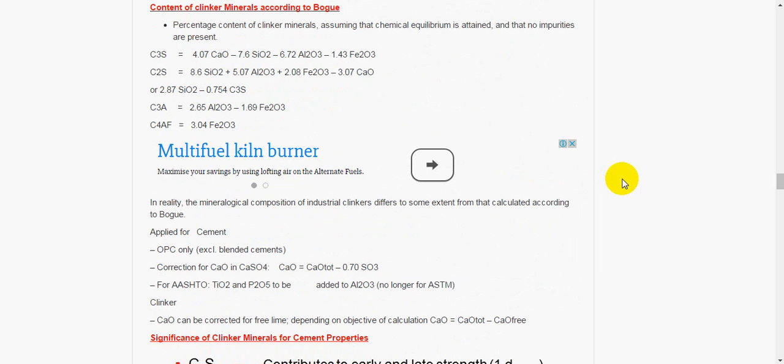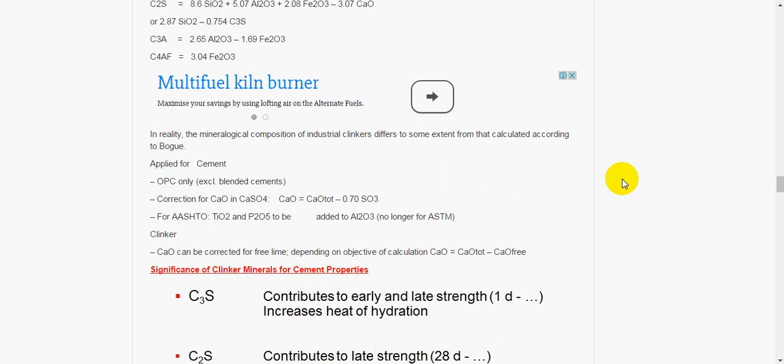C3S equals 4.07 CaO minus 7.6 SiO2 minus 6.72 Al2O3 minus 1.43 Fe2O3. C2S equals 8.6 SiO2 plus 5.07 Al2O3 plus 1.08 Fe2O3 minus 3.07 CaO, or 2.87 SiO2 minus 0.754 C3S. C3A equals 2.65 Al2O3 minus 1.69 Fe2O3. C4AF equals 3.04 Fe2O3.